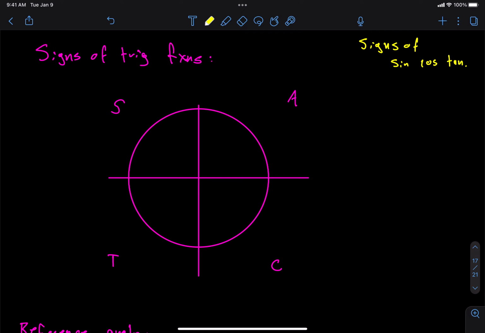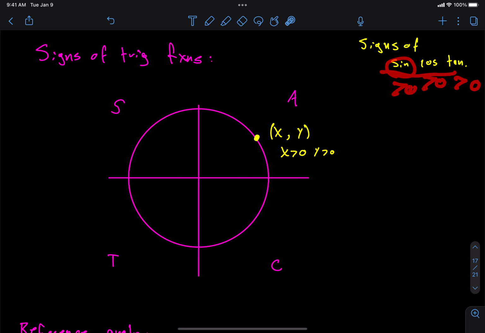And remember, we're just talking about what is the sign of x and y, right? We have x, y. If we have a point here, then x is going to be positive. Y is going to be positive. So what is going to be the sign of sine? It will be positive. How about cosine? Again, positive. And if I take a positive number, divide it by a positive number, what am I going to get? Again, a positive number. So what is this A going to stand for? It says all trig functions positive.